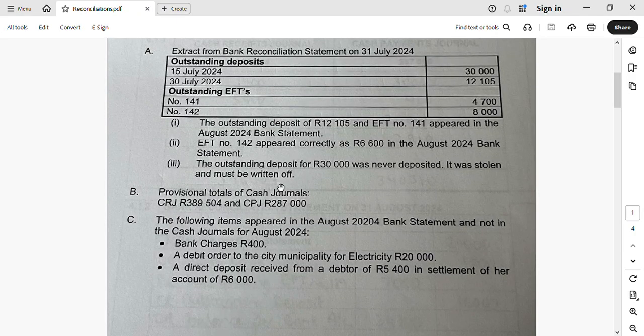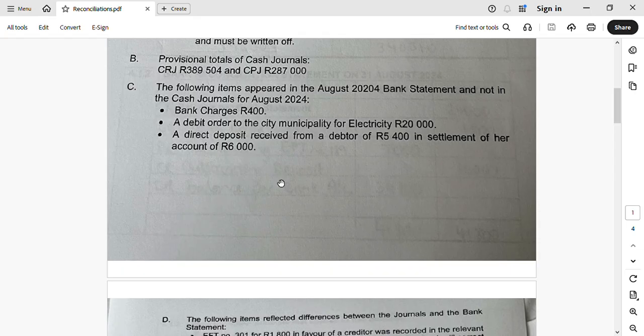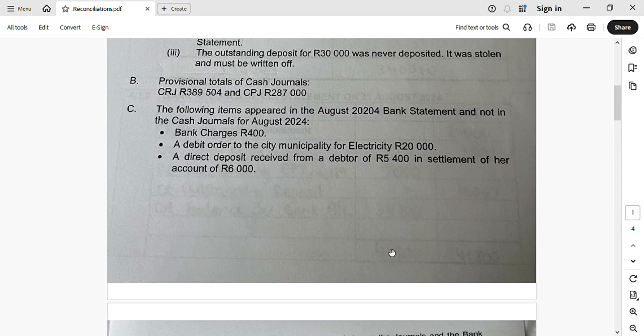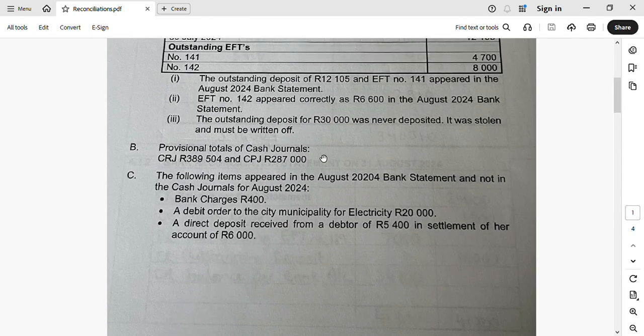And then the outstanding deposit for 30,000 Rand was never deposited, it was stolen and must be written off. So you have lost money there, so that 30,000 will get recorded in your cash payments journal. They will probably, and in fact they do, ask you an internal control over that entry, because that's a lot of money to just lose. They then give you a journal totals, which they actually filled in the answer sheet for you.